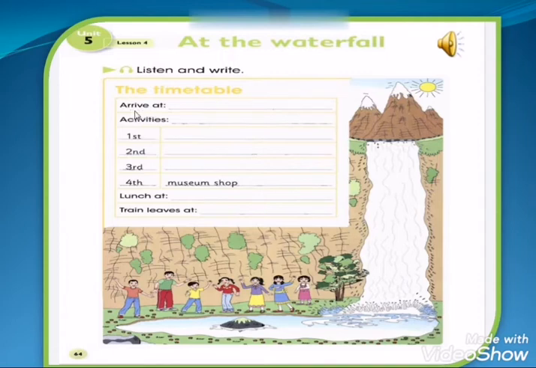الكلمات. So arrive at وقت الوصول، activities الفعاليات، first أول فعالية، second ثاني فعالية، third ثالث فعالية، fourth museum shop. Museum shop means محل المتحف. Lunch at. So what's the meaning of lunch? Good. Lunch means وجبة الغداء. Very good. And the last one is train leaves at. وقت مغادرة القطار. So now let's listen to the audio.